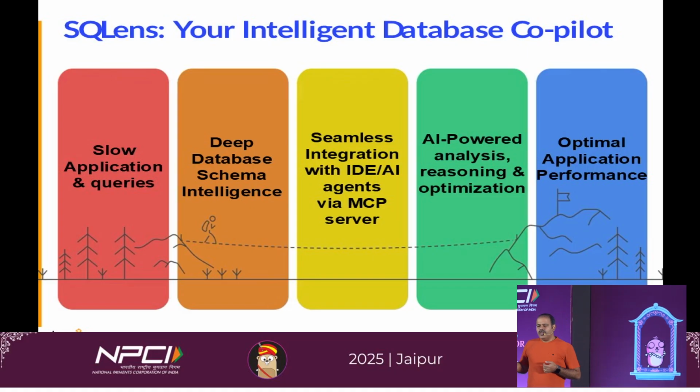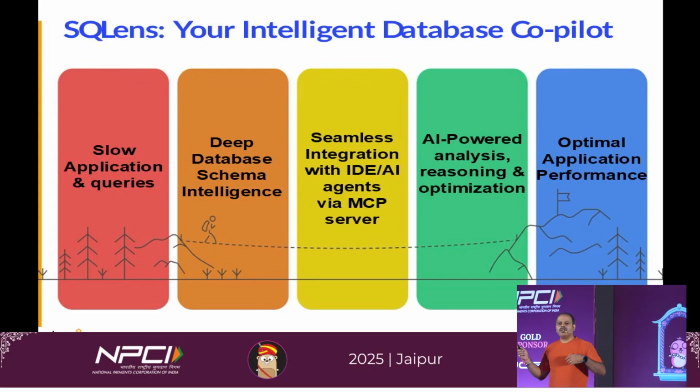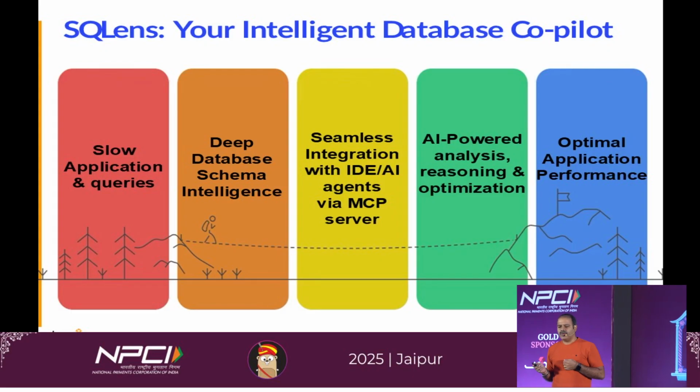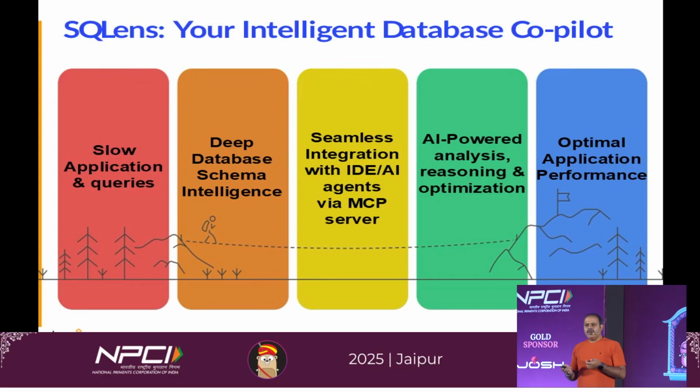What we have tried to do is capture all the database schema intelligence that we have across all the instances and databases. Then we expose this database schema as an MCP server, which is integrated into each and every developer's IDE. Then you use AI-powered analysis, reasoning, and optimization techniques to actually solve the problem, right? But this looks like a very simple path.